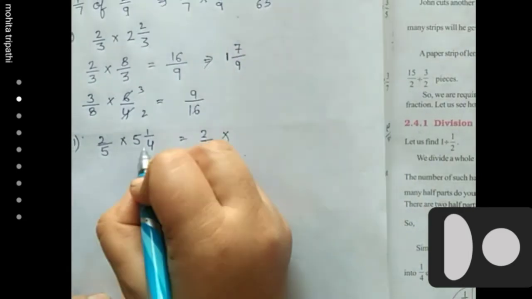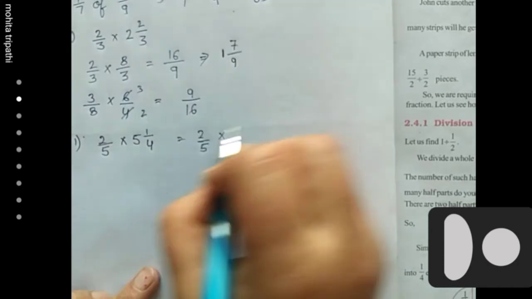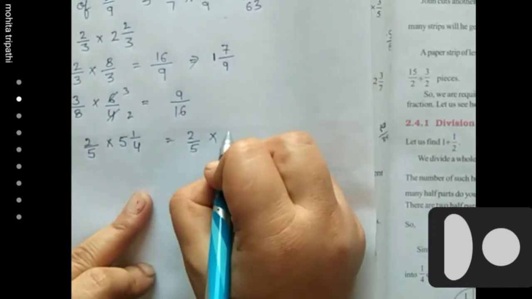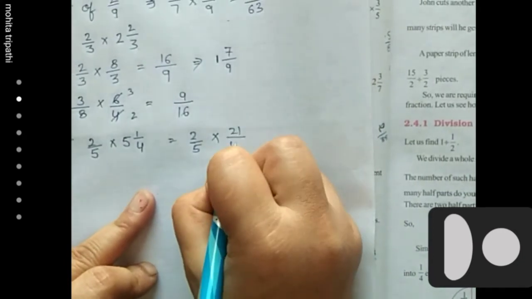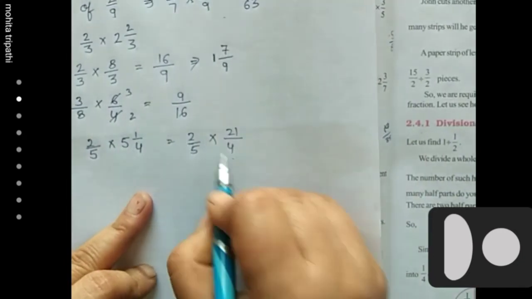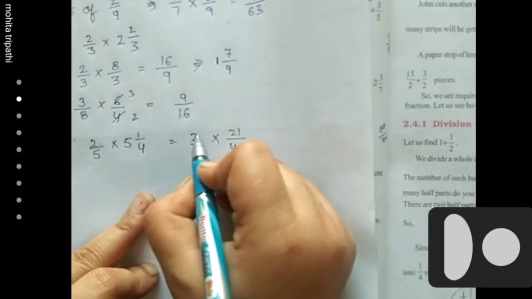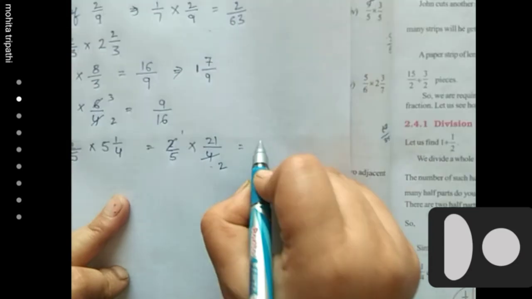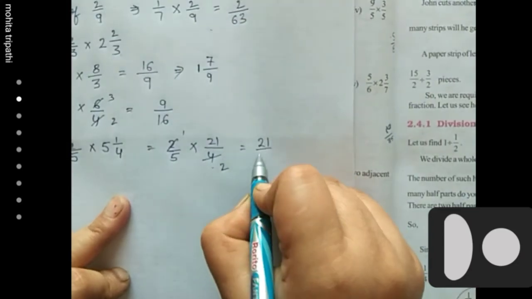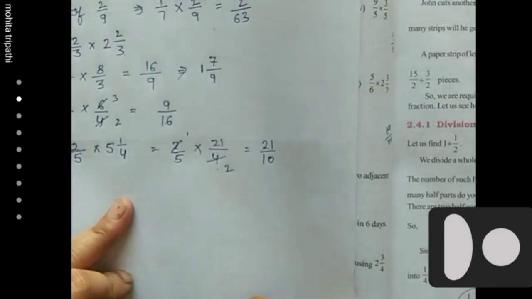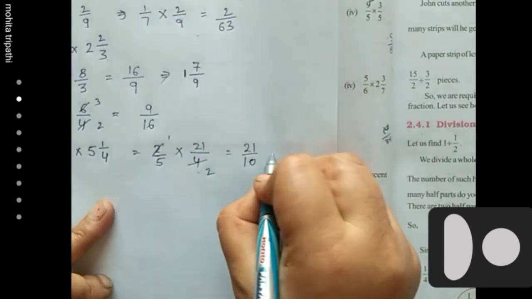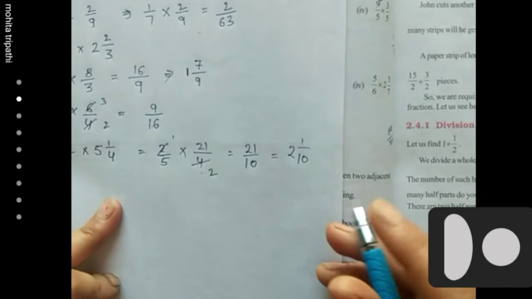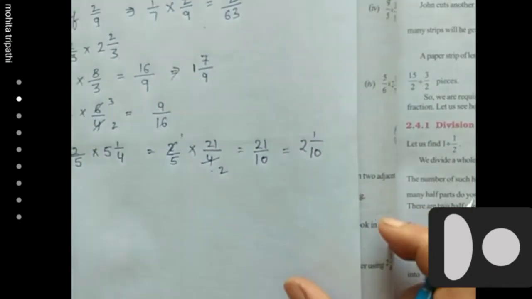Okay, now convert it into the form of a mixed fraction. So 5 4s are 20, and 21 upon 4. Okay, now see if anything can be cancelled out. This one, 2 ones are 2, 2 twos are 4. So your answer will be 21 upon 10. You can also write it in the reduced form. It is 2 whole 1 upon 10. Okay, in the mixed fraction you can write it.